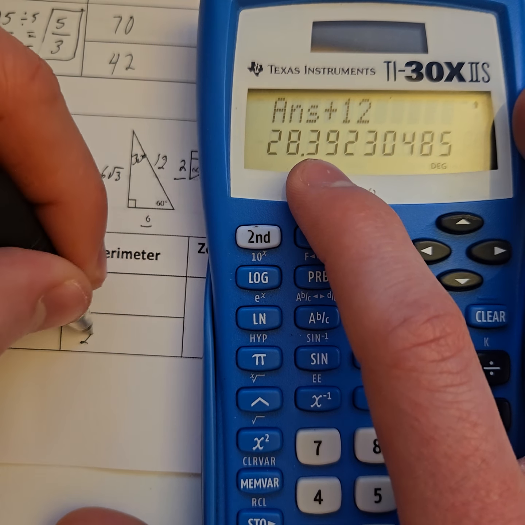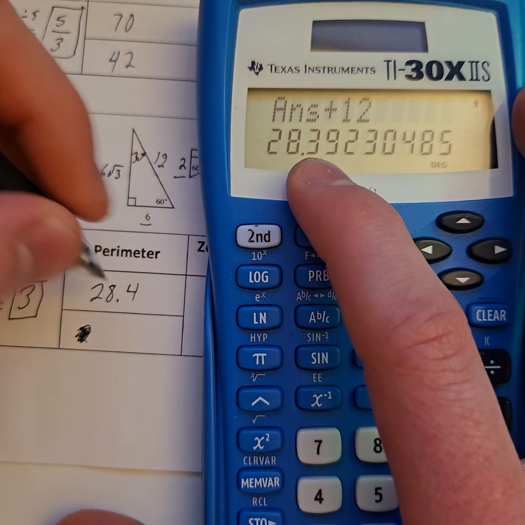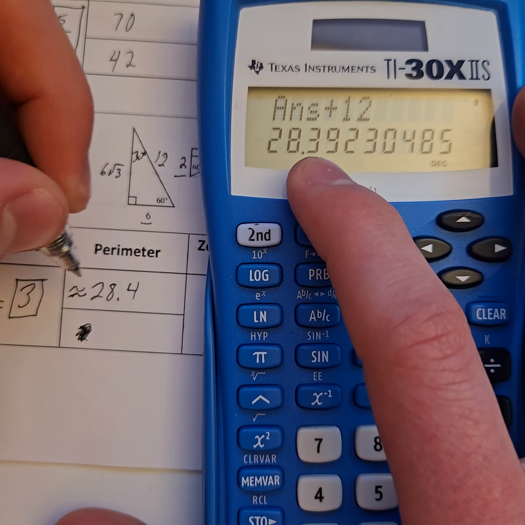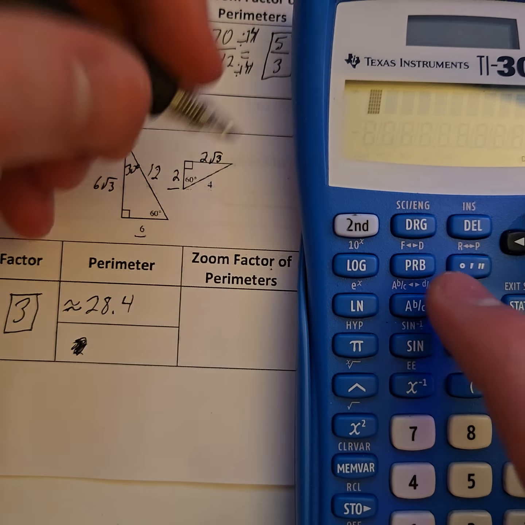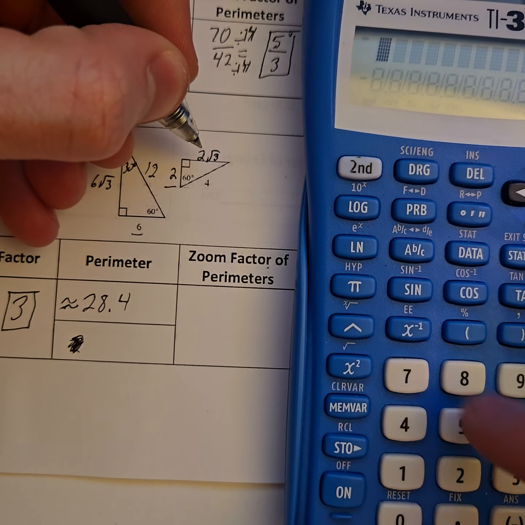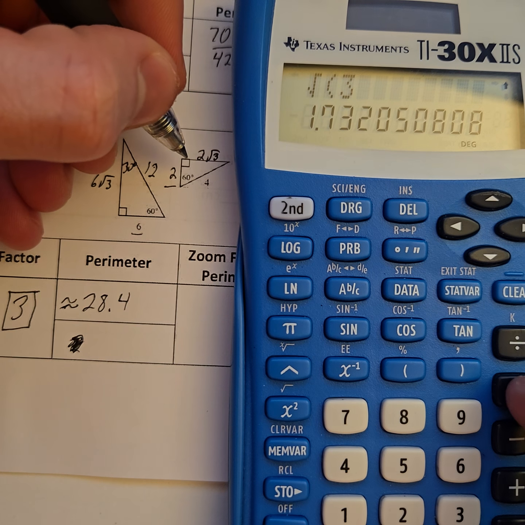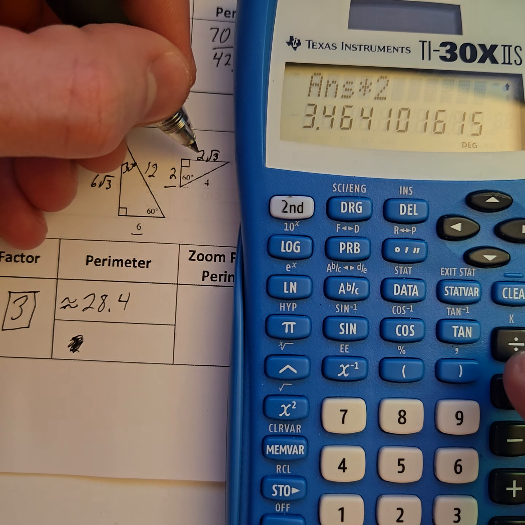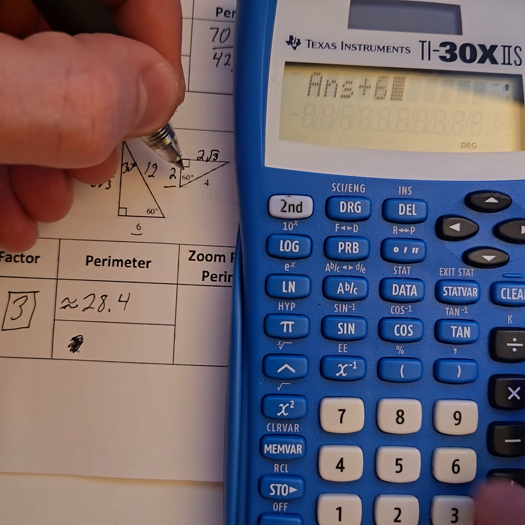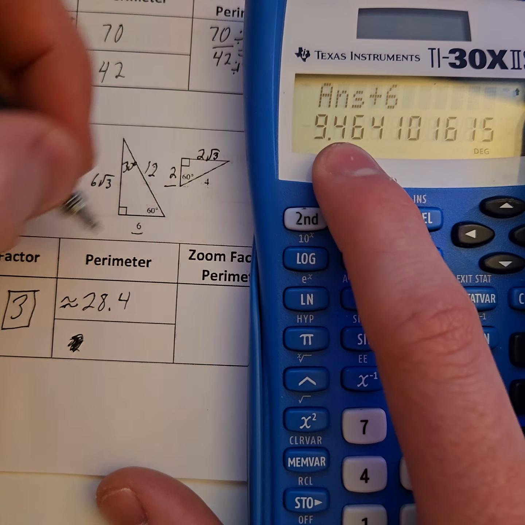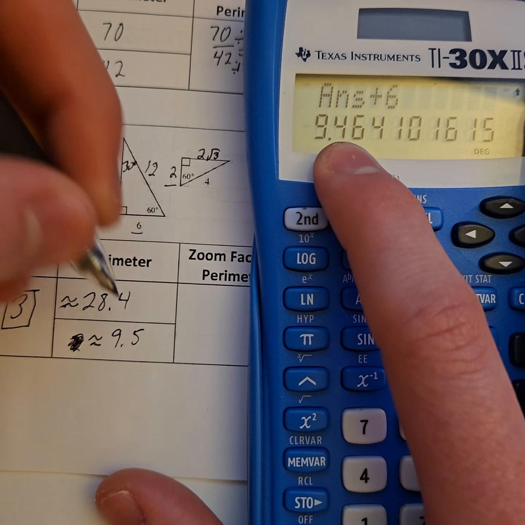Oops, sorry, that was the bigger one. So we should put that on the top. So 28.4-ish, approximately. Okay, now if we do the small one. So 2 square root 3. If I do the square root of 3 again, times 2. Okay, now I want to add my other two sides. So 2 plus 4 is 6, so I want to add another 6. There's my smaller one, so it's around 9.5 approximately.